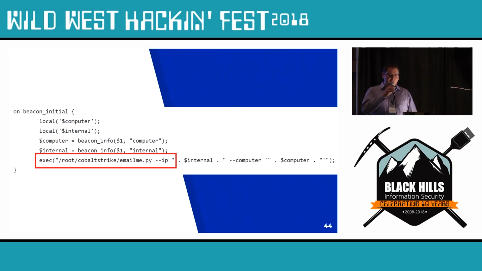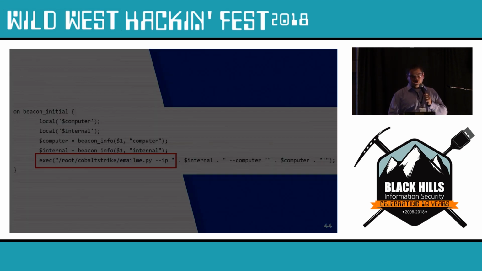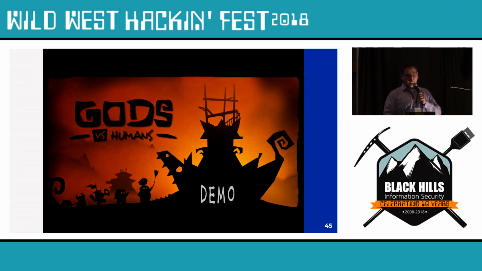And finally, like any good scripting language, there's always some eval or exec or something like that that you can use to run either operating system commands or do something outside of the language itself. All we're doing here in this case is calling the Python script that contains our email code. We're passing it the internal IP address and the host name. It's a Sleep function, yeah, sorry. We're passing the IP address and the host name of the system, and it's going to be sending us an email. So what does that look like?